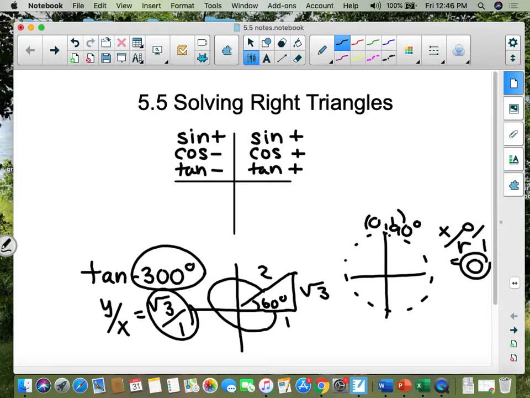In this quadrant, the sine is negative, the cosine is negative, and the tangent is positive. And in that quadrant, the sine is negative, the cosine is positive, and the tangent is negative.